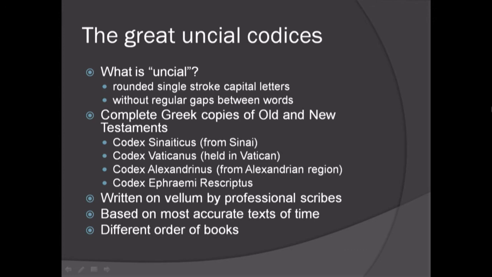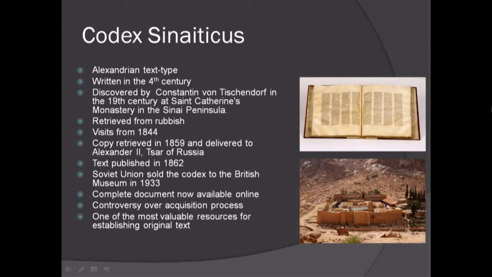Codex Sinaiticus is an Alexandrian text type. It was written in the 4th century and discovered by Constantin von Tischendorf in the 19th century at St. Catherine's Monastery in the Sinai Peninsula.